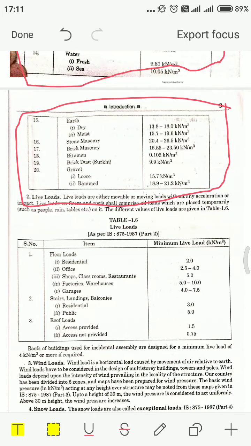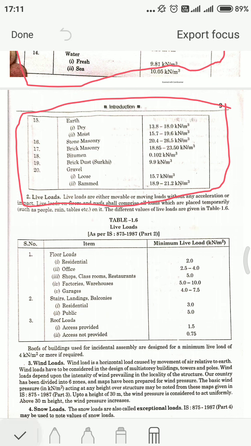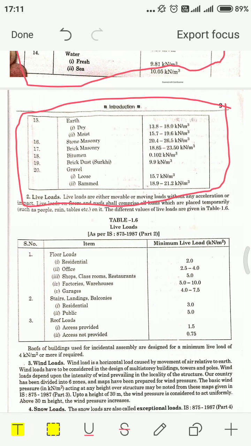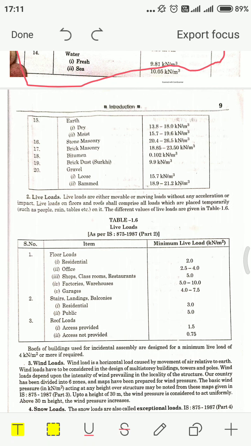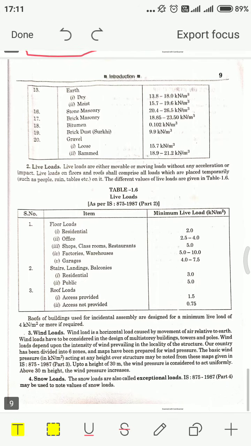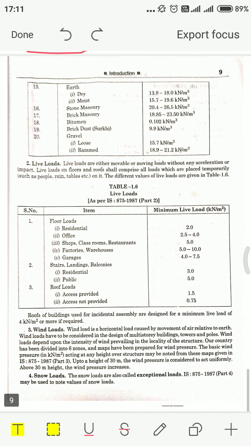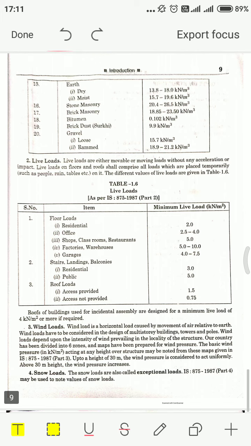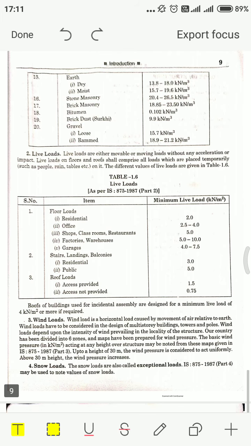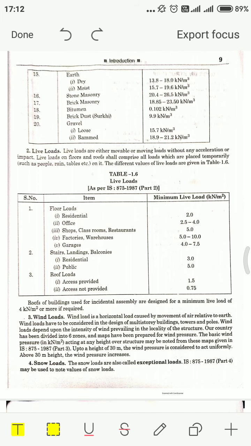Next is the live load. Live load, what is the live load? Live loads are either movable or moving load without any acceleration or impact. Live load on the floor and the roof shall comprise all the load which are placed temporarily, such as people, rain, table, etc. Live loads are also called the temporary loads.